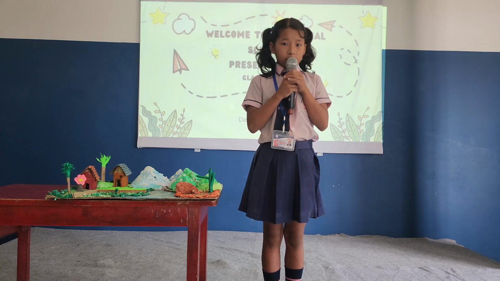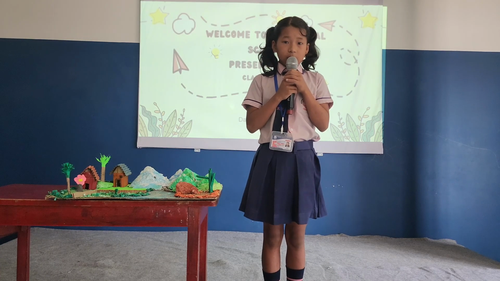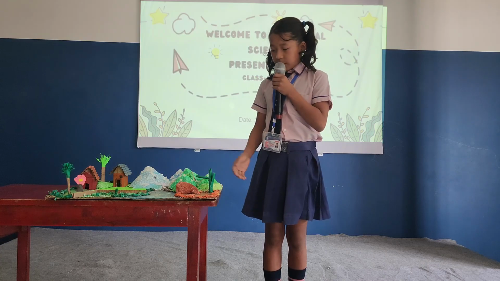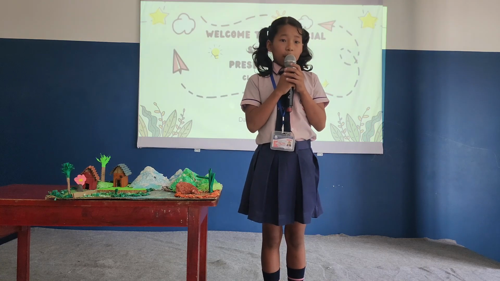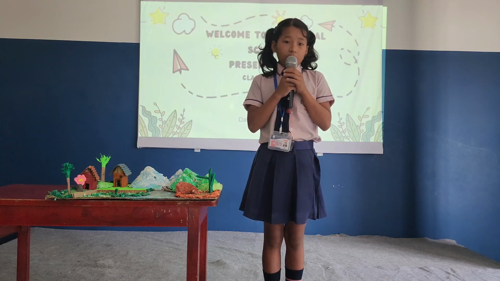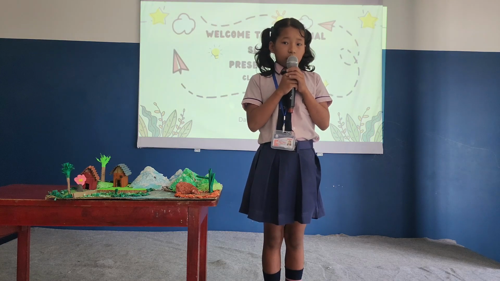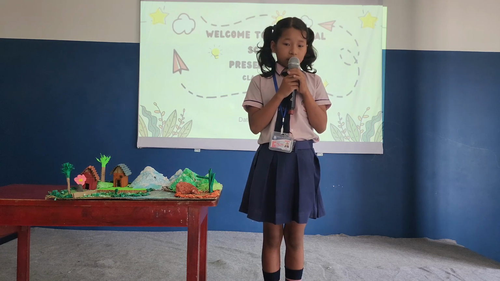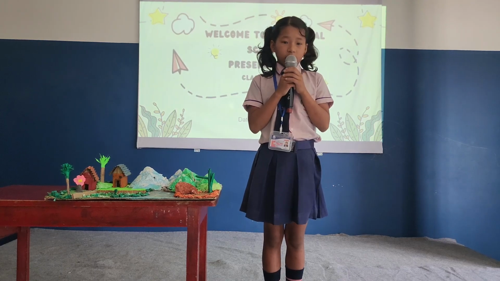What are landforms? Landforms are natural features on the Earth's surface. Examples: mountains, valleys, rivers, and deserts, and much more. They are formed by natural forces like water, ice, and tectonic activities. Major types of landforms.